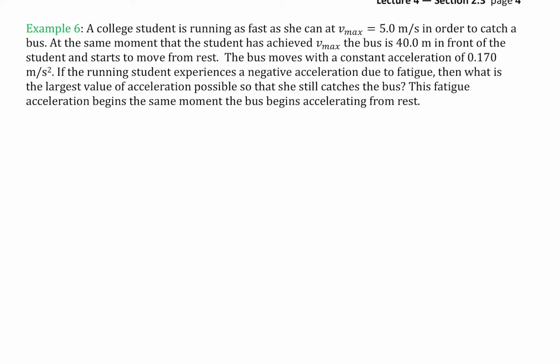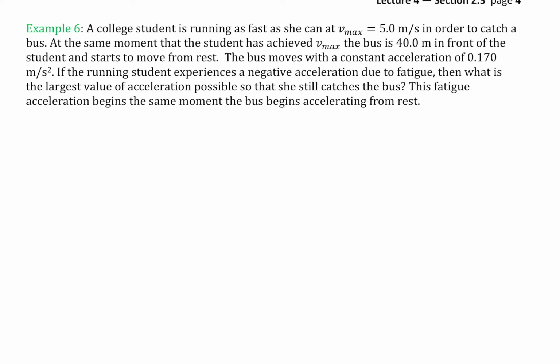So a college student is running as fast as they can at Vmax, okay, 5 meters per second in order to catch a bus. At the same moment that the student has achieved Vmax, the bus is 40 meters in front of the student and starts to move from rest, okay? That's all the same. The bus moves with constant acceleration of 0.17 meters per second squared. Here's something different. If the running student experiences a negative acceleration due to fatigue, then what is the largest value of acceleration possible so that she still catches the bus? This fatigue acceleration begins the same moment that the bus begins accelerating, okay?